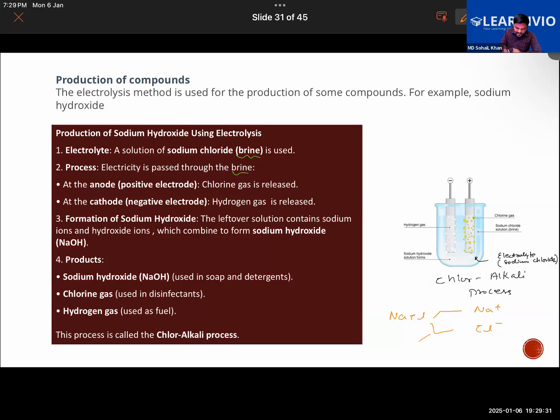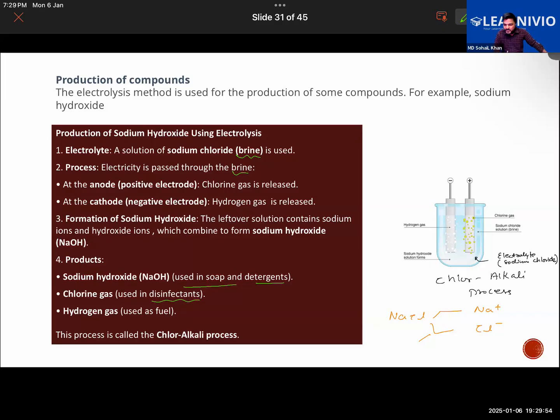Later on, the sodium hydroxide can be used in the manufacturing of soaps and detergents, and the chlorine gas obtained will be used as a disinfectant. You know how in wastewater treatment plants, chlorine gas is used to get rid of harmful chemicals from the sewage, right? And hydrogen gas will be used as a fuel.